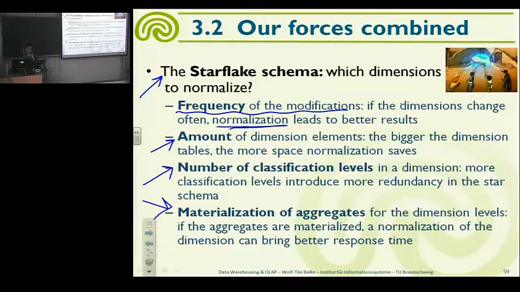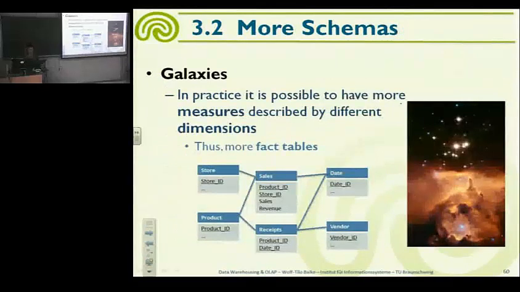When thinking about the aggregates that we typically introduce in the multi-dimensional model to speed up the queries, if you're going to show that in the tables, probably also normalizing it would be better, so that you can quickly go and access it. So it gives you better response times.